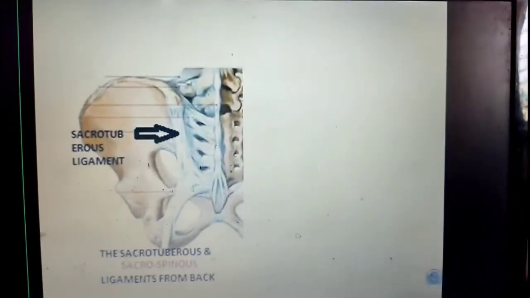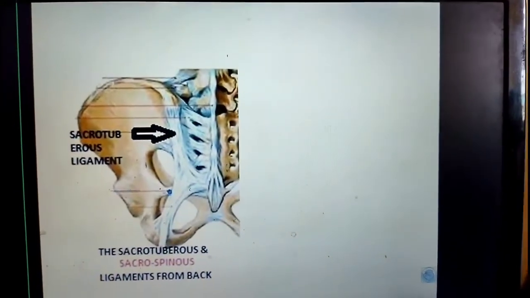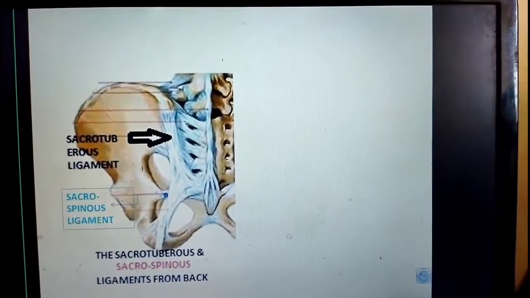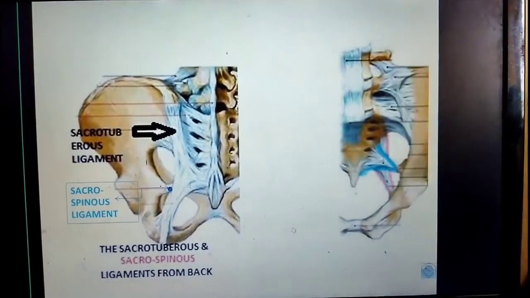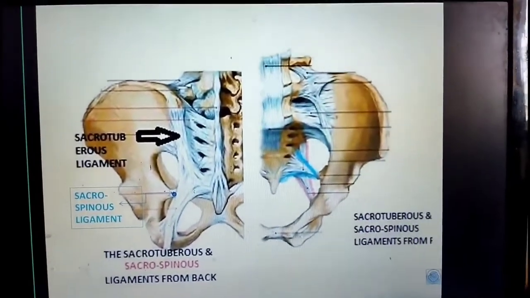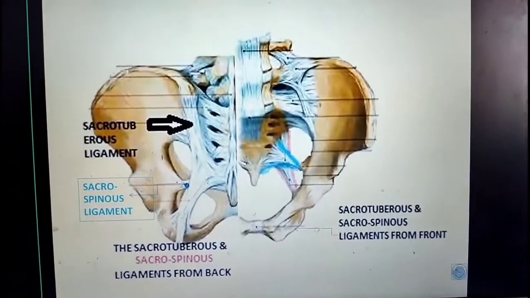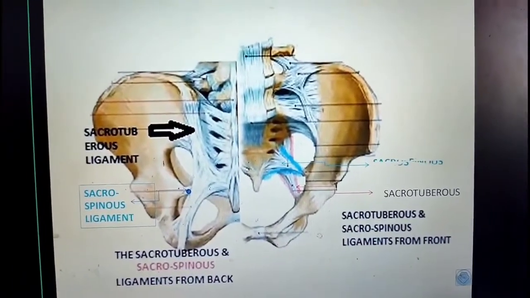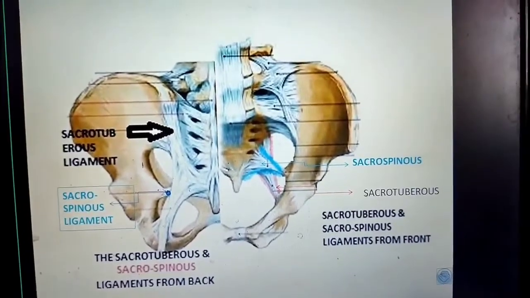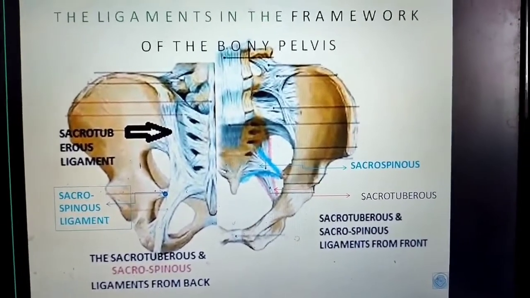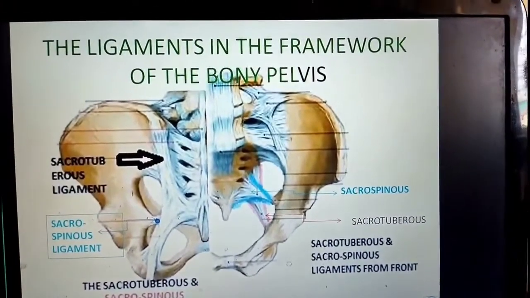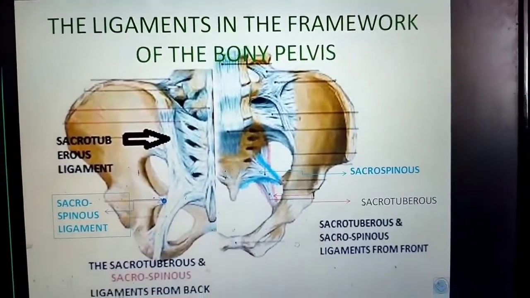Now in this slide you can see the two important ligaments that should be mentioned along with the bony framework. They are the sacrotuberous ligament and the sacrospinous ligament. On the left hand side you have a view from the back, and on the right hand side you have a view from the front. So these are the ligaments in the framework of the bony pelvis.